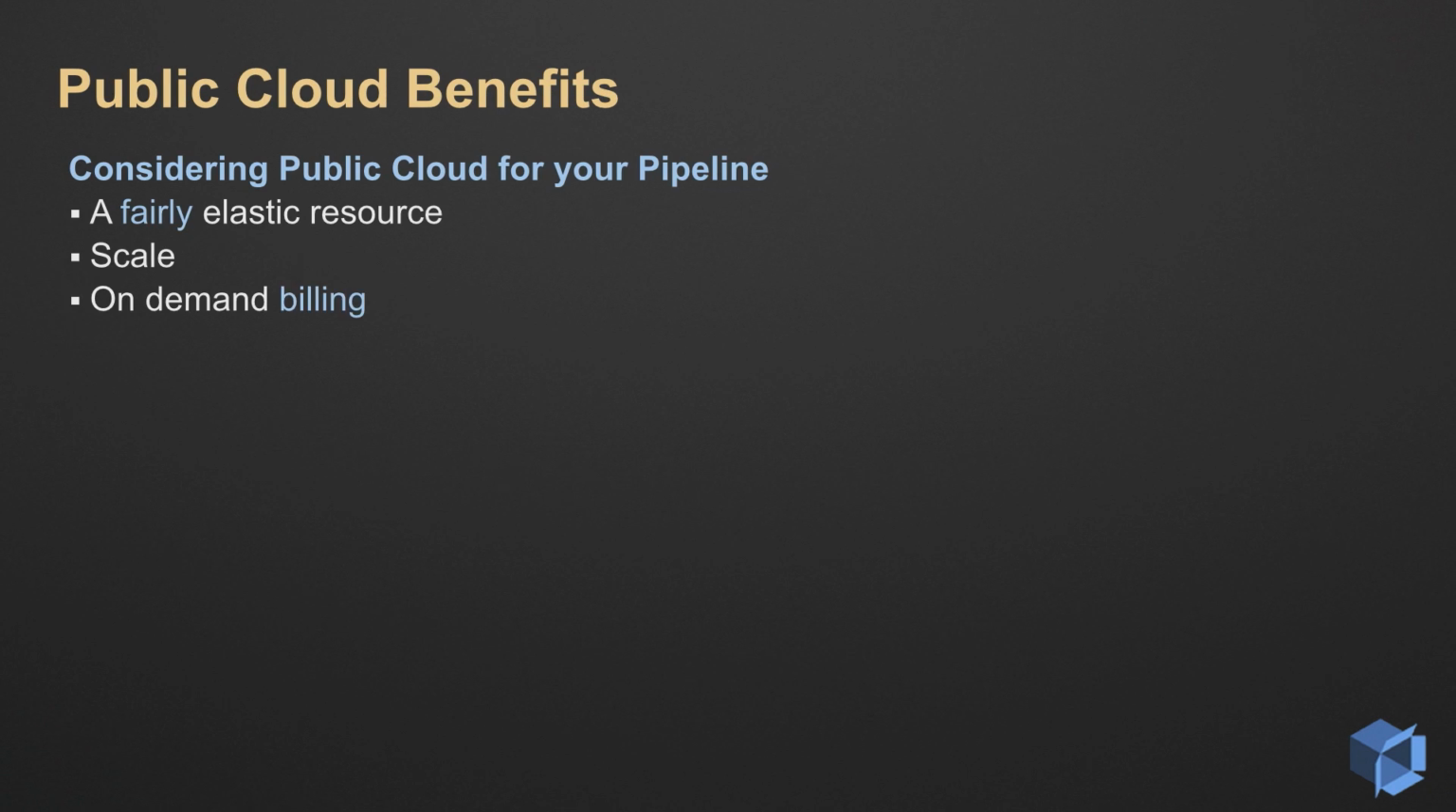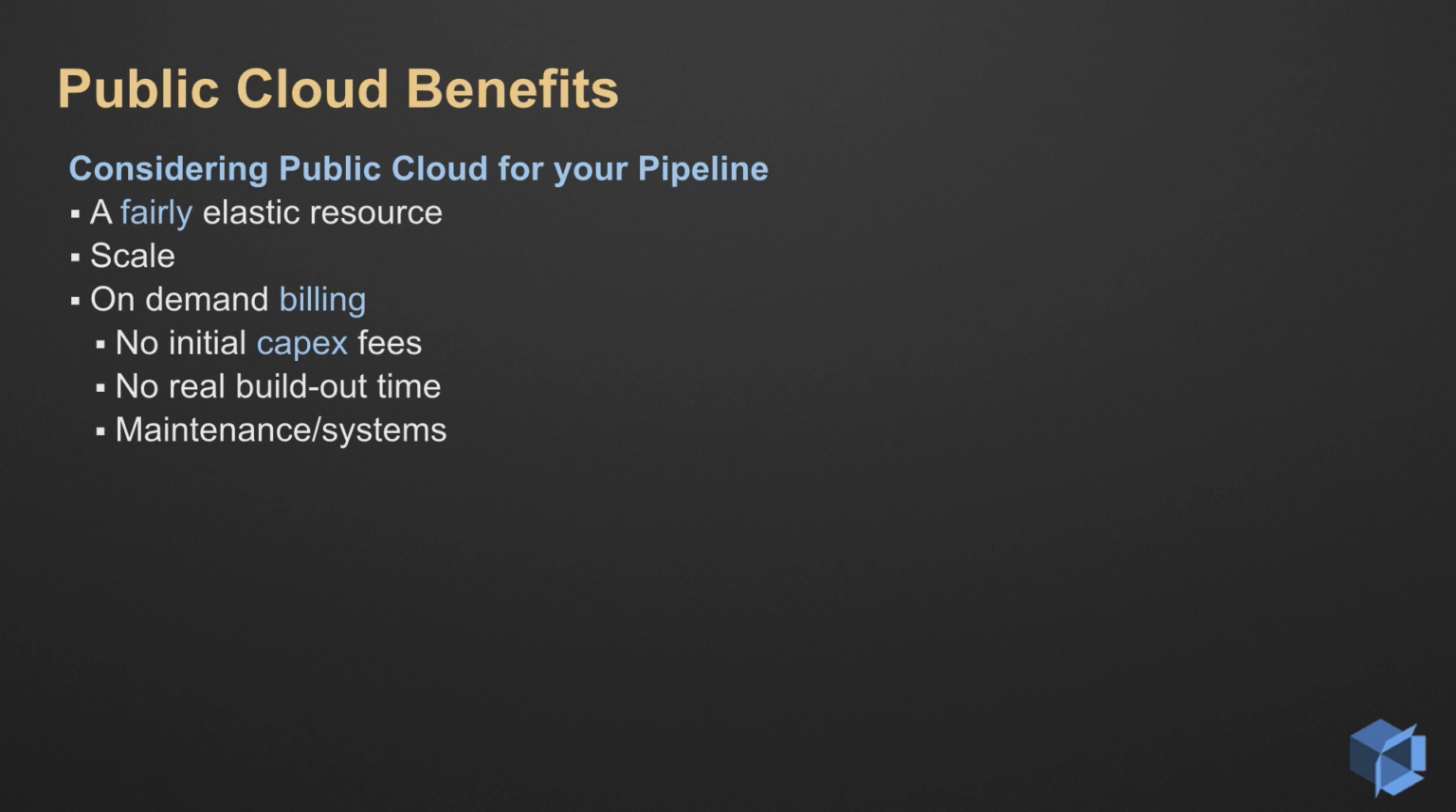So why would you use a public cloud for your pipeline? You would want to, because it's a fairly elastic resource. I say fairly because, of course, it's not infinite and there are constraints. But it's a fairly elastic resource in a way that your local compute is not. It can scale with you, and not just scale up, but also scale down, which I think is important, because you often have projects and needs which might shut down for a period of time, and carrying that infrastructure is difficult. There's a huge advantage to on-demand billing, as opposed to initial CapEx.